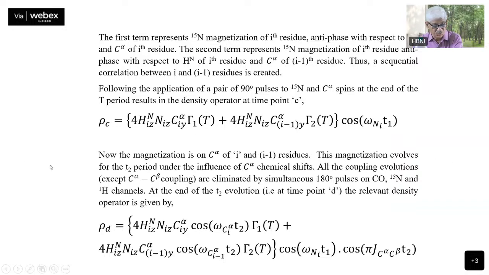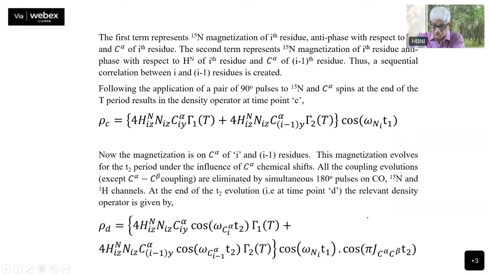This magnetization evolves for the T2 period under the influence of C alpha chemical shifts. C alpha chemical shifts will evolve now. All the coupling evolutions except C alpha C beta couplings are eliminated by simultaneous 180 pulses on carbonyl, nitrogen 15 and proton channels. Okay, at the end of the T2 evolution at time point D, what are these?